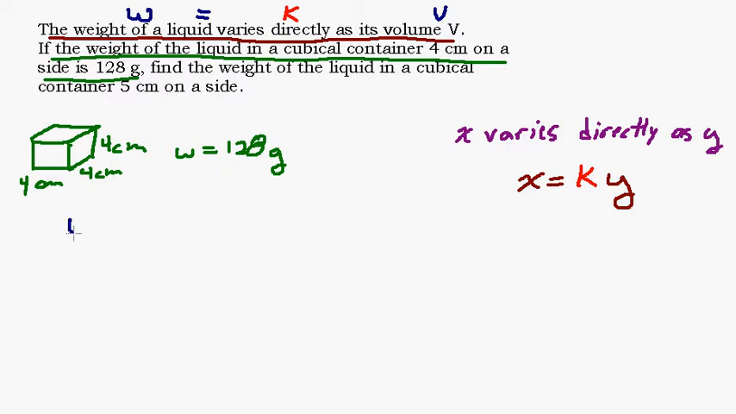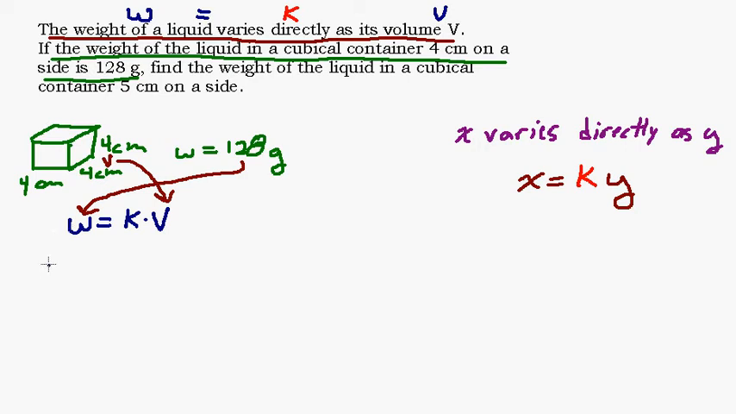W, which is the weight, equals K times V. Well, we know the weight because they told us that was 128 grams, so that's going to go there, 128. Now, what is V? V is the volume of this shape. We have to figure out the volume of a cube. Hopefully you remember that is length times width times height. So the volume of this cube is 4 times 4 times 4, or 4 to the third power. So I'm going to plug that in for V.